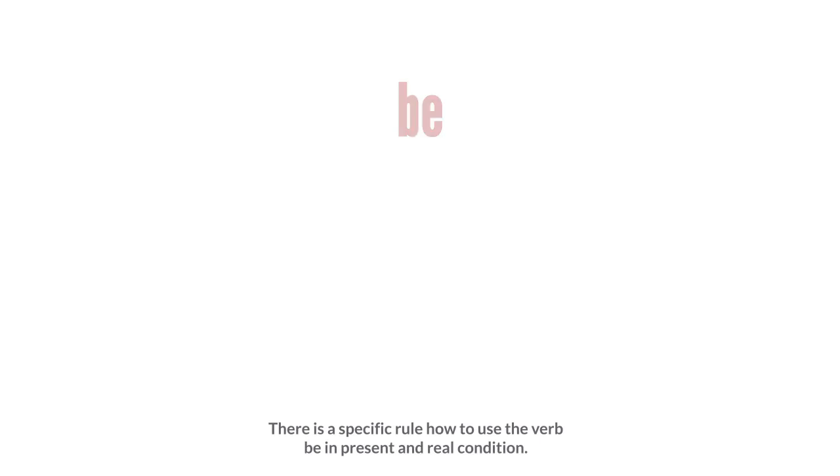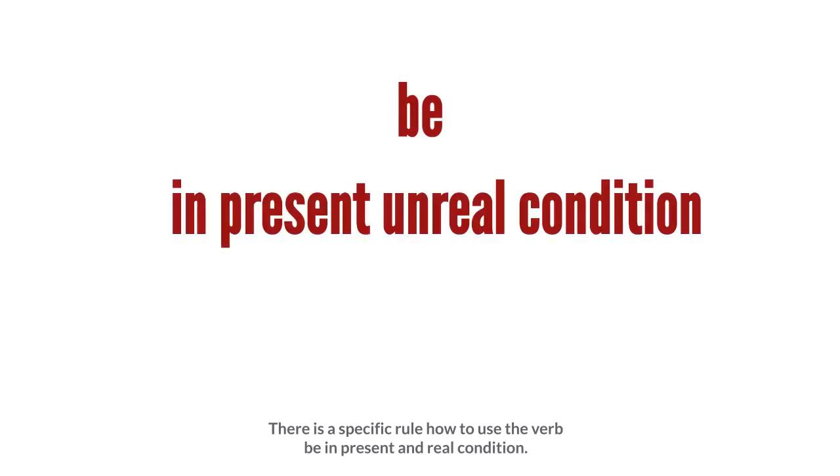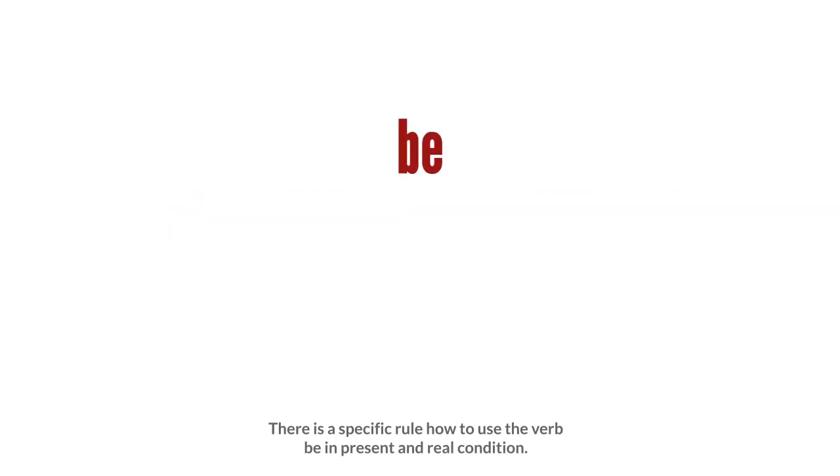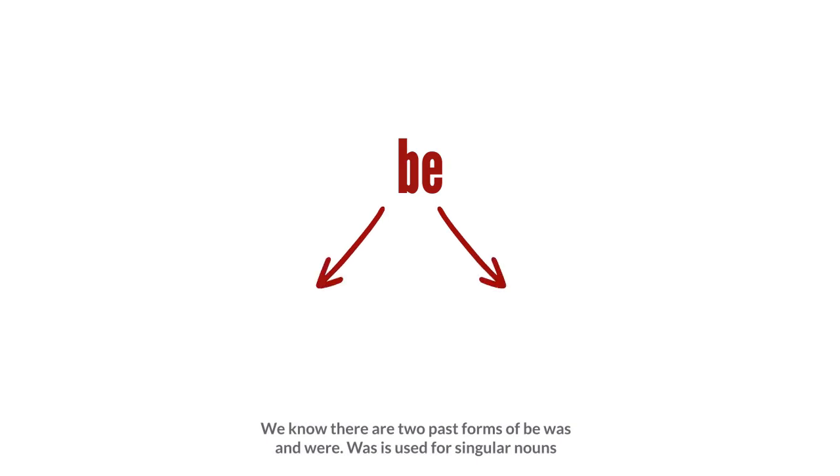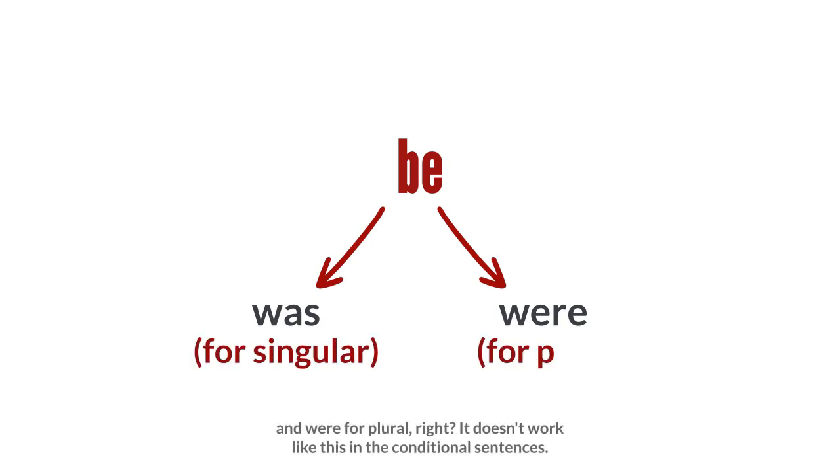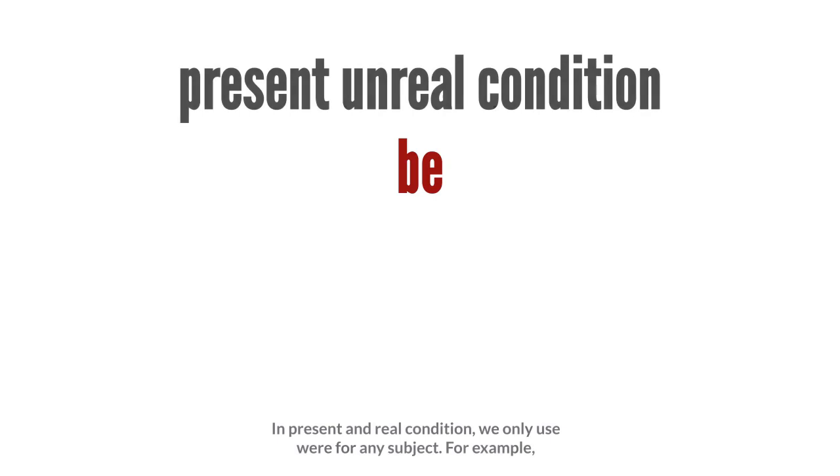There is a specific rule. How to use the verb be in present and real condition. We know there are two past forms of be, was and were. Was is used for singular nouns and were for plural, right? It doesn't work like this in the conditional sentences. In present and real condition, we only use were for any subject.